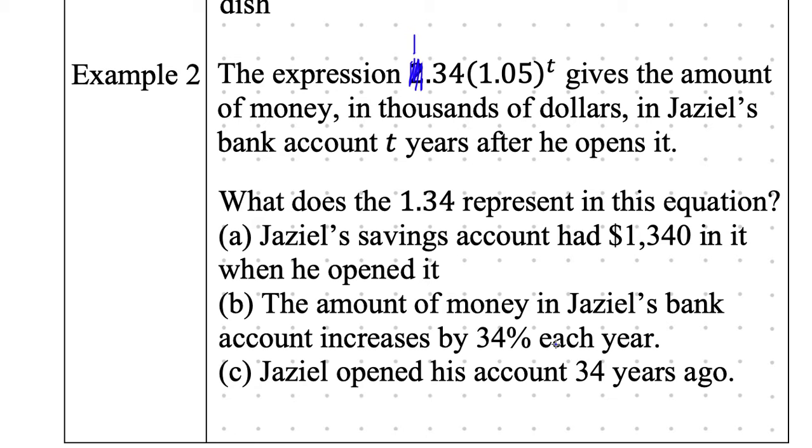The expression 1.34. So who wants to read that entire thing? Maybe Hazi? Esha? The expression 1.34 times 1.05 to the power of t gives the amount of money in thousands of dollars in Haziel's bank account t years after he opens it. What does the 1.34 represent in this equation? All right, so read through those multiple choice. Everyone in your heads, read through those multiple choice answers.